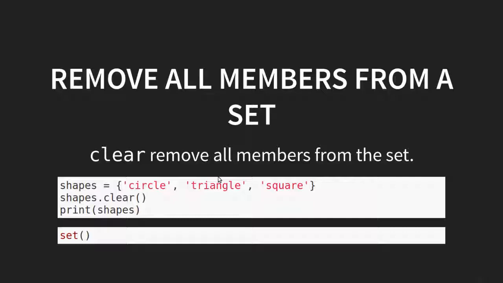Remove all members from a set. So if we've got our same set here of shapes, and we decide we want to clear it and start over again, we can just call the clear function, and it'll wipe them all out. So when we call print on shapes, it just says it's an empty set.